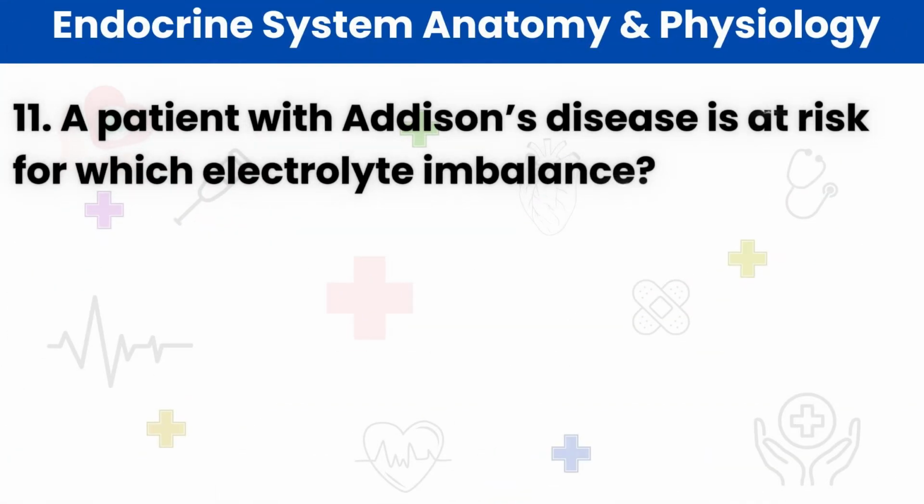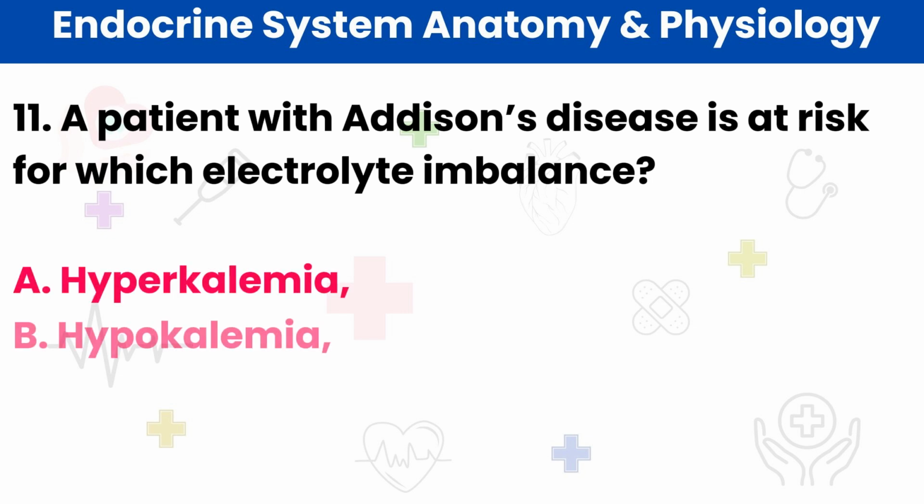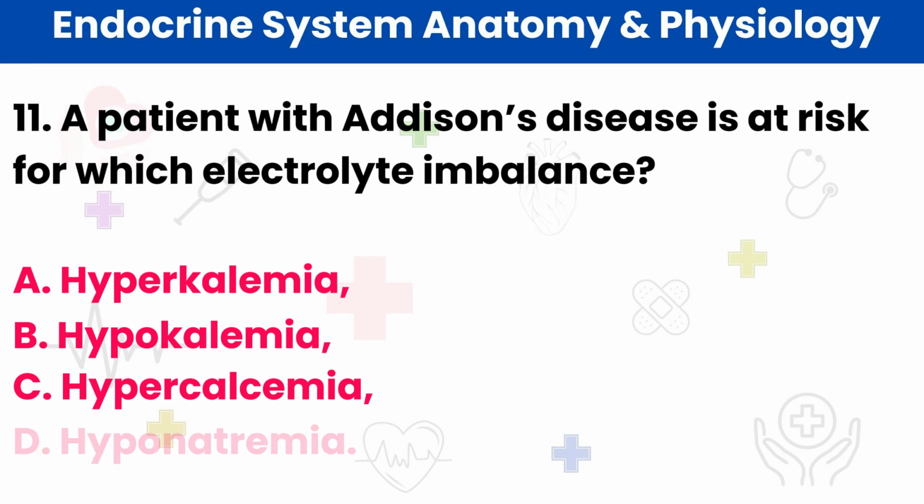11. A patient with Addison's disease is at risk for which electrolyte imbalance? A. Hyperkalemia. B. Hypokalemia. C. Hypercalcemia. D. Hyponatremia.